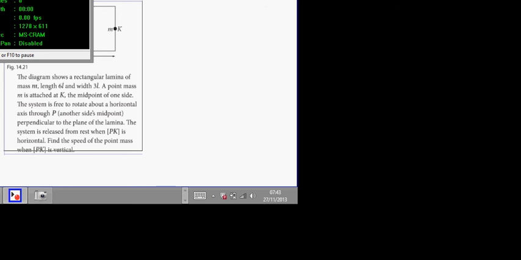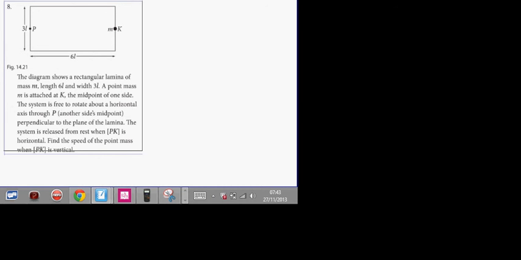Exercise 14b, question 8, okay? And what it's looking for us to do here is the diagram shows a rectangular laminate of mass M, length 6L and width 3L. A point mass of M is attached to K and the midpoint of one side, okay? So the system is free to rotate about a horizontal axis through P. So it's actually parallel to the board.